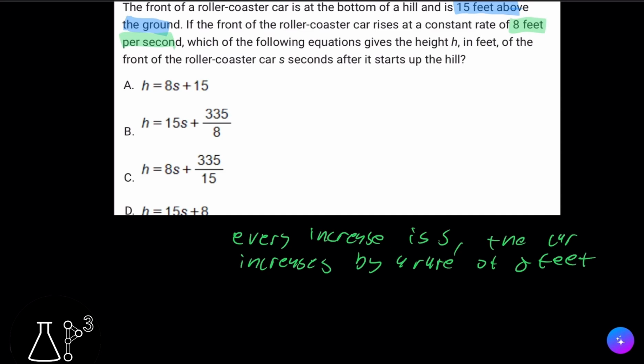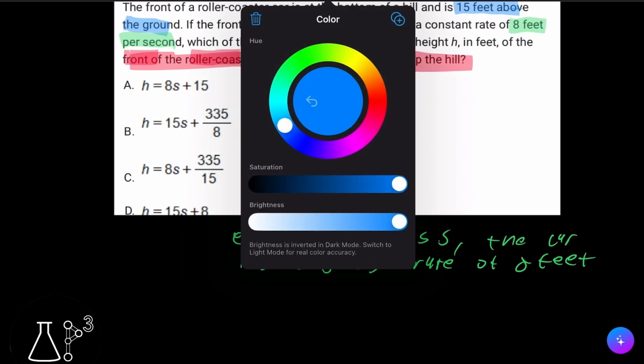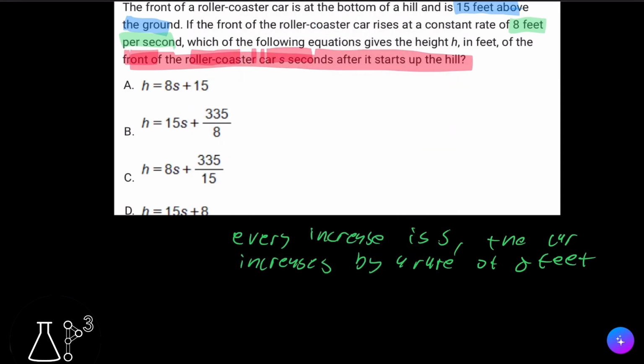So what am I looking for? What is this whole question looking for? They're looking for the equation of h in feet of the front of the roller coaster car x seconds after it starts up the hill. Okay, so if I'm given that it starts at 15 feet above the ground, which is the bottom of the hill, and I'm given a slope or constant rate of 8 feet per second, I want to look for an equation where it shows me that it starts at 15, and every increase of x of 1, the height increases by 8.